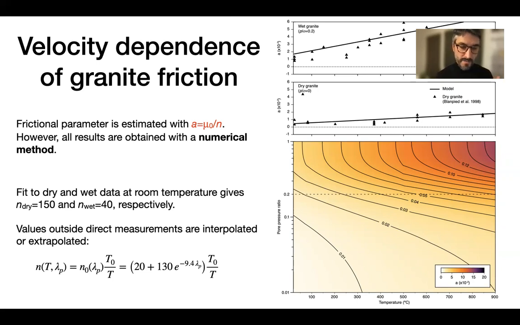Basically, it's proportional to T naught over T, where T is the absolute temperature in Kelvin. And the coefficient of proportionality N naught is a function of fluid content. So fitting these curves provides a dry power exponent of 150 and a wet exponent of 40. And the fluid content allows us to interpolate between these two values.